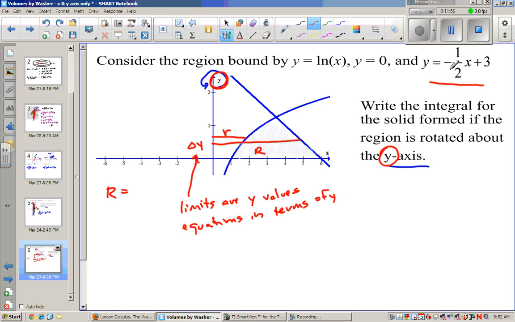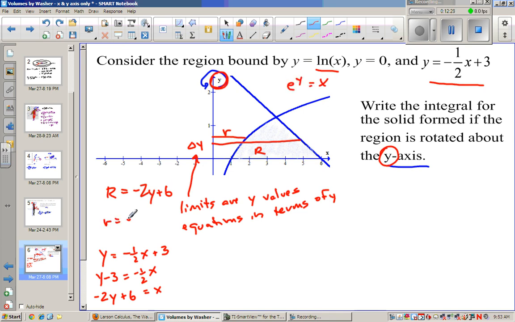So I'm going to have to solve this linear equation for x. Let's start by doing that. y equals negative 1/2 x plus 3. I'll subtract 3. y minus 3 equals negative 1/2 x. Multiply by negative 2. Negative 2y plus 6 equals x. So that is big R, negative 2y plus 6. Little r goes to this curve, natural log x, and that's pretty easy to solve for x. x simply is e to the y. So little r equals e to the y.